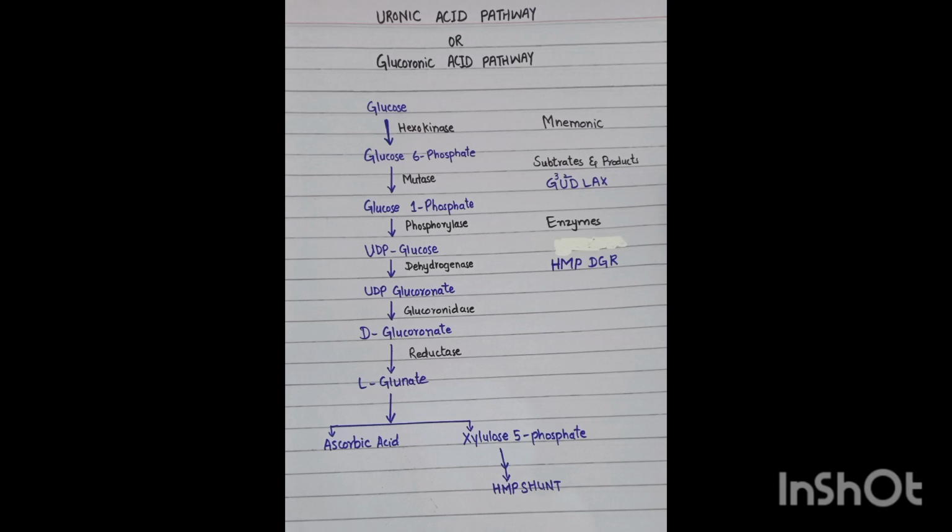In this part, we are going to discuss the uronic acid pathway, also known as the glucuronic acid pathway. This pathway provides glucuronic acid, which is involved in detoxification and is essential for conjugating drugs, toxins, and bilirubin in order to increase their water solubility and excretion. The glucuronic acid pathway involves the following steps.